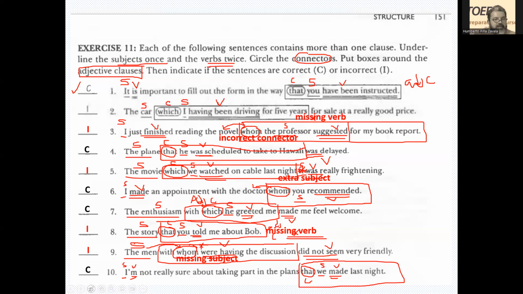So as you can see, it's not that complicated. You just have to remember that this whole clause is an adjective clause and it's going to describe a noun. What noun? Well, the car, the way, the novel. We use whom for people, which for objects, that for both, and that's about it.